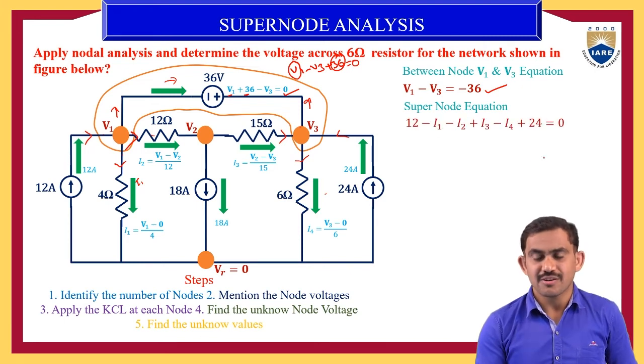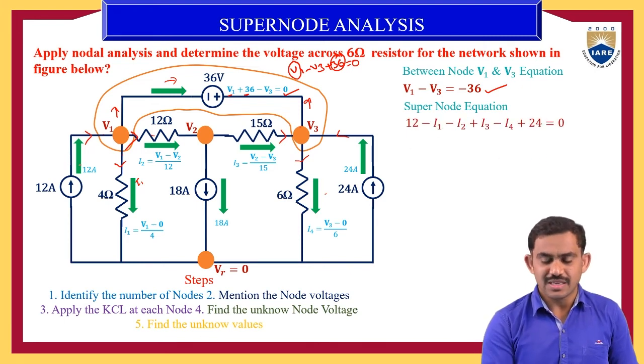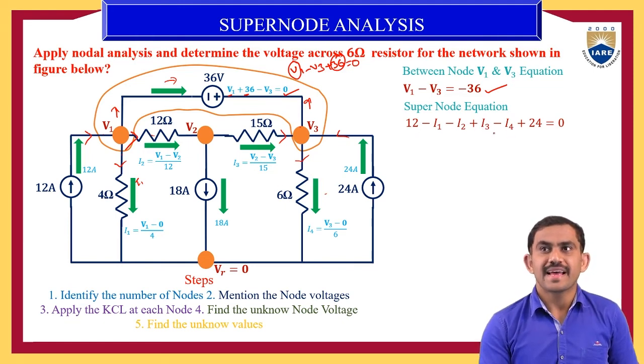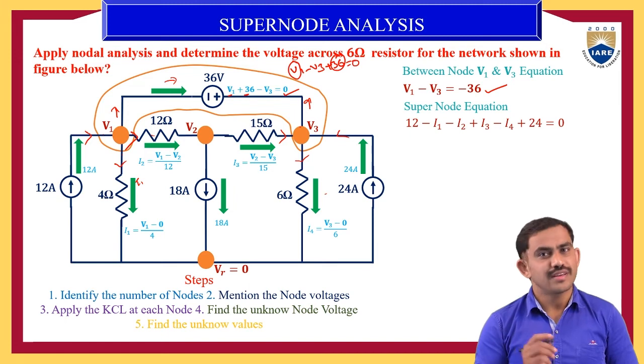This is your equation now. 12 amps is incoming. I1 is outgoing, that's why I write minus I1. I2 is also outgoing, so minus I2. I3 is incoming, so plus I3. Then I4 is outgoing, so minus I4, plus 24, since 24 is incoming. This is your super node equation.